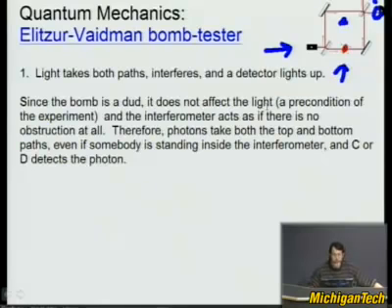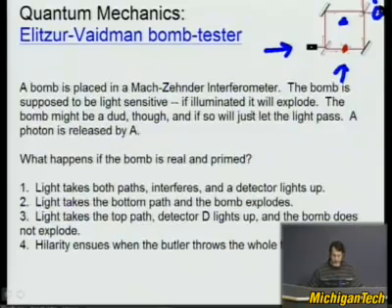and either C or D will detect the photon depending on which one gets the constructive interference and which one gets the destructive one. Okay, so continuing on. A bomb is placed again in the Mach-Zehnder interferometer. This bomb is supposed to be light sensitive and it's alive. If illuminated, it will explode. The bomb might be a dud though, and so it might just let the light pass.